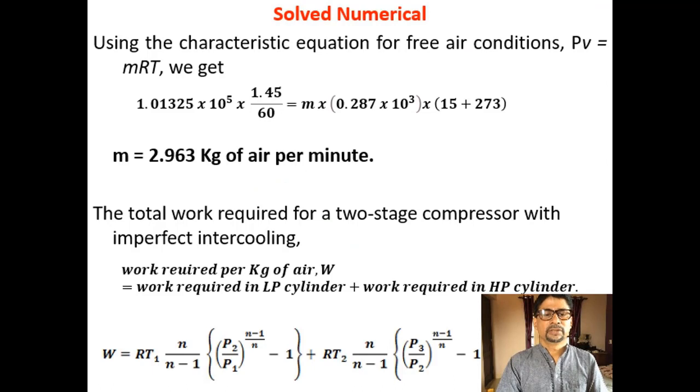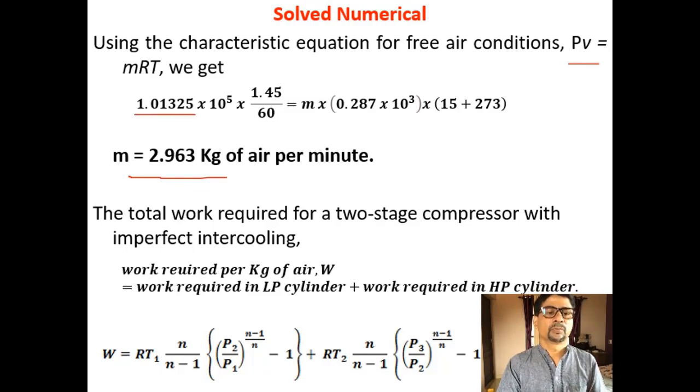Now let us use the characteristic equation for free air conditions, that is PV is equal to MRT, to find out the mass of air compressed per minute. Not mass flow rate, mass of air compressed per minute. PV is equal to MRT. That is nothing but the characteristic equation. That's what I told in the beginning while analyzing the problem, that these free air conditions are given to find out the mass of air compressed per minute under free air conditions.